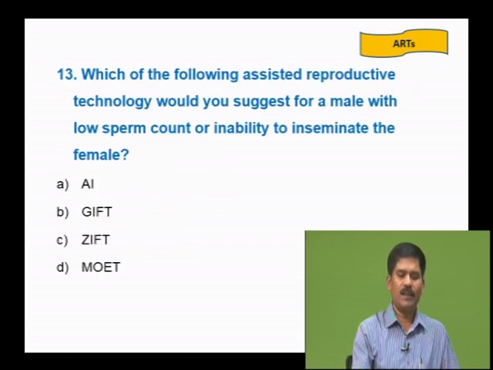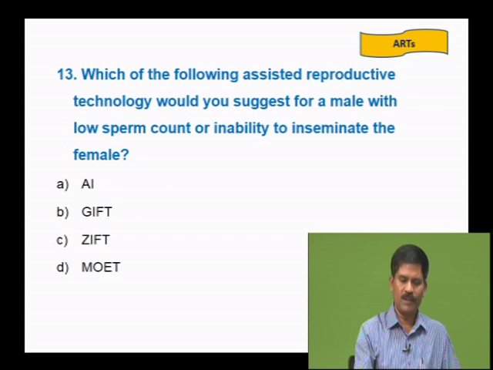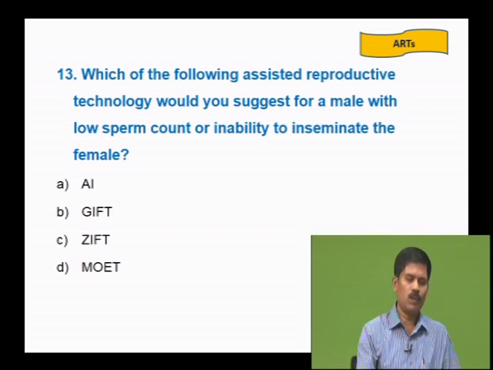Which of the following assisted reproductive technology would you suggest for a male with low sperm count or inability to inseminate the female? Look at the options here. A. Artificial insemination, GIFT, gamete intrafallopian transfer, zygote intrafallopian transfer, and multiple ovulation embryo technology.